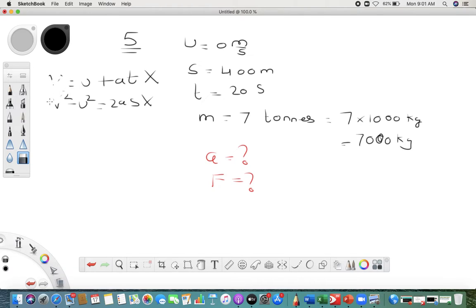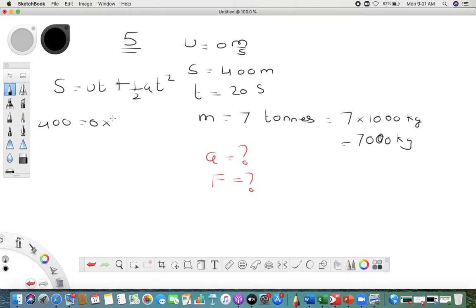So why am I using the third formula? Here S is equal to UT plus half AT square. Now let's plug in all the values. S is 400 meter, U is 0, T is 20, half A, T is 20 square. Sorry, I don't have much space to write, so I am writing here.